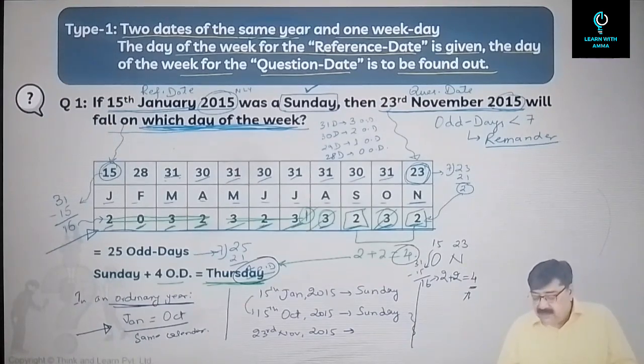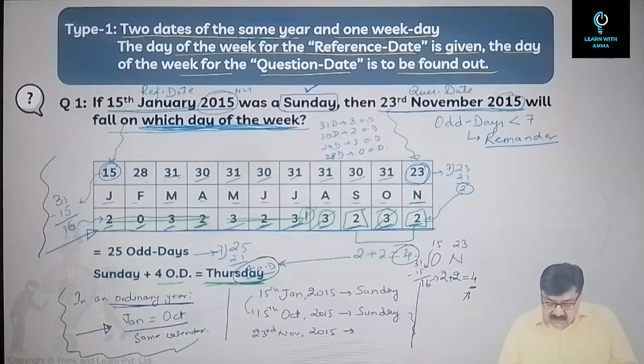But this obviously is much shorter. So you should know both the methods. This is the long method, let us say, and this is your shortcut, which I want you to memorize.